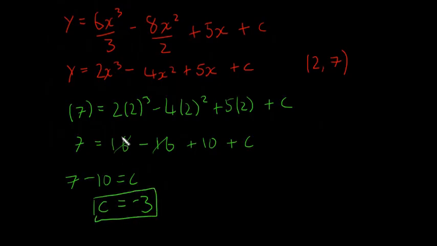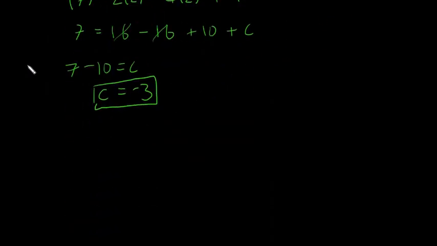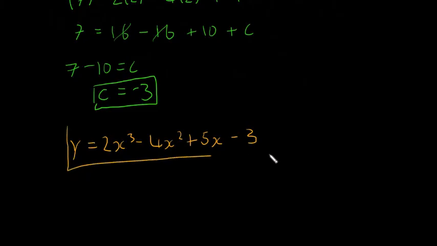So if the question is asking us for the curve, now we can write this entire thing out with, instead of c, we can write minus 3. So I'll just scroll down, and that's going to be y is equal to 2x cubed minus 4x squared plus 5x minus 3 is our final answer. And there we have it.